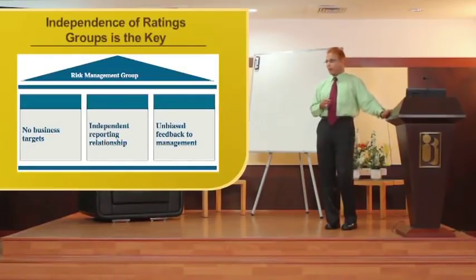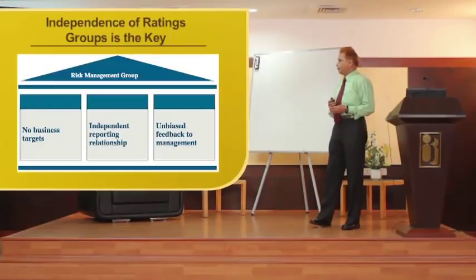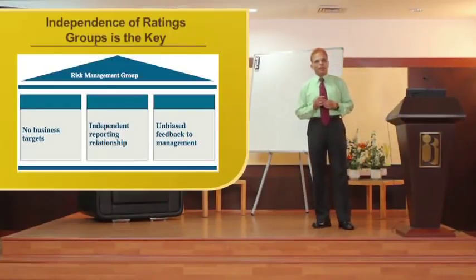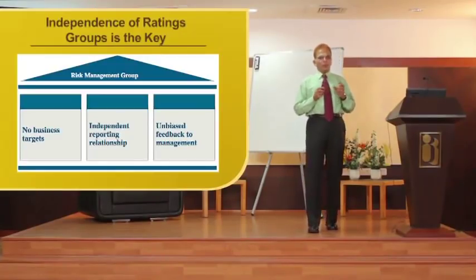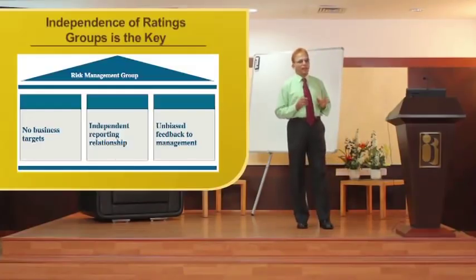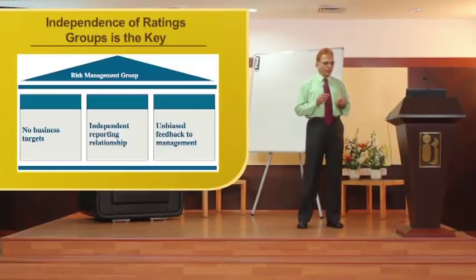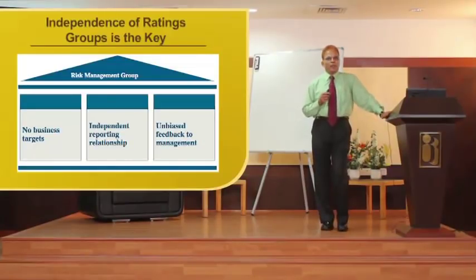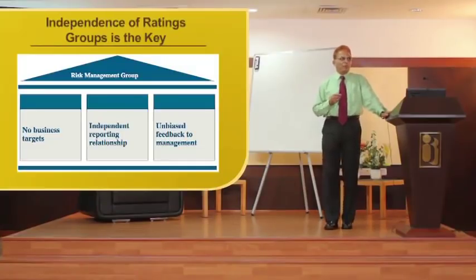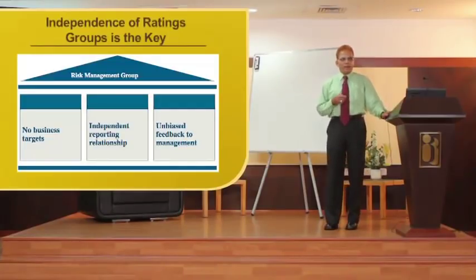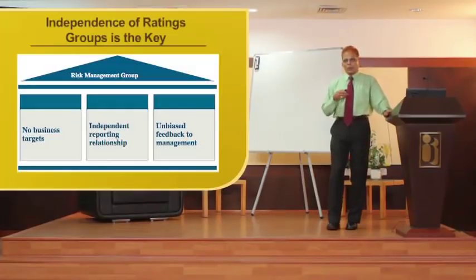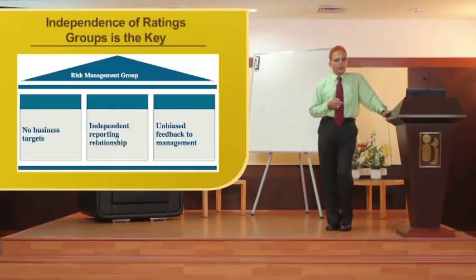The important part for the risk management group within the bank is independence. The business risk management group should not have any business targets. That is very, very important. And they should have an independent reporting relationship. They should be reporting directly to the higher authorities and not to the business line. And they should be in a position to give their unbiased feedback to the management, whether it is about the quality of the portfolio or the quality of the underwriting of the new loans, etc.